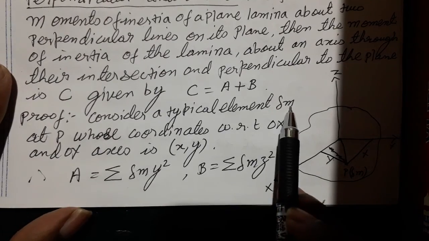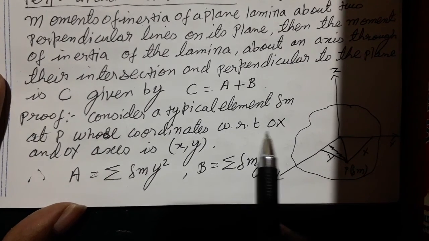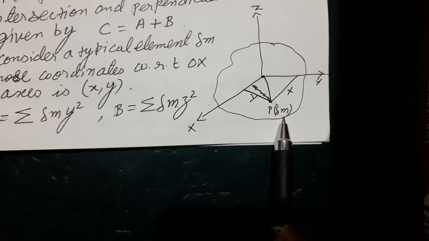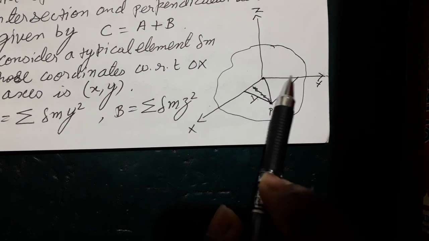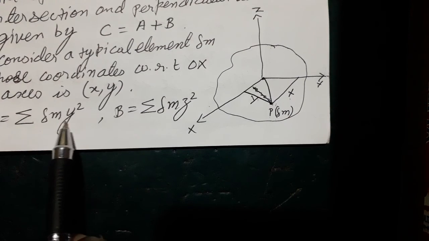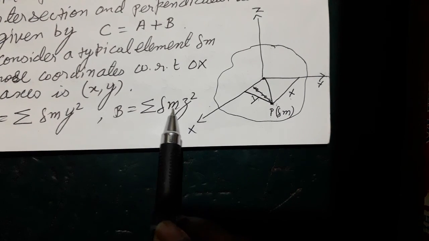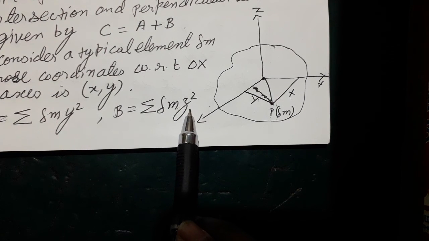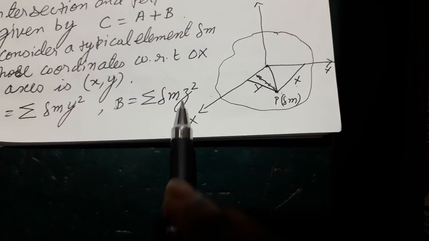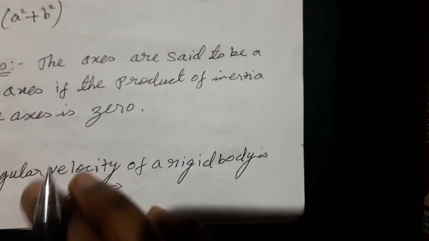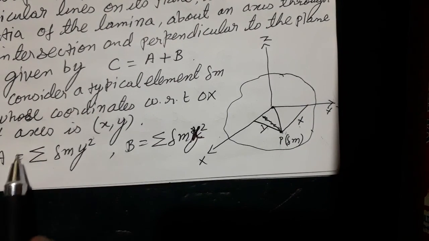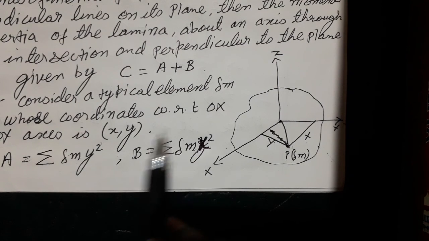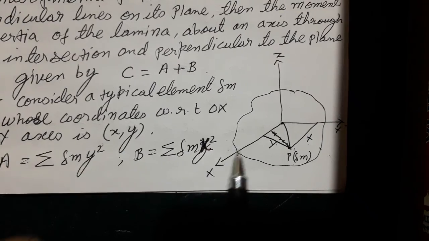Here, I consider a typical mass delta m at a point. The mass is delta m, the distance from the y-axis I'm taking as x, and the distance from the x-axis I'm taking as small y. Then the moment of inertia about the x-axis will be summation delta m y square, and the moment of inertia about the y-axis will be summation delta m x square.